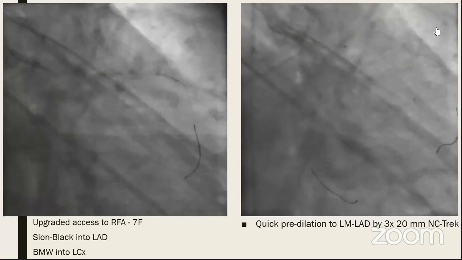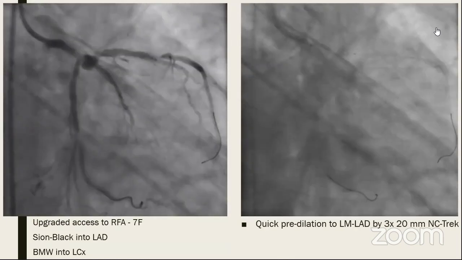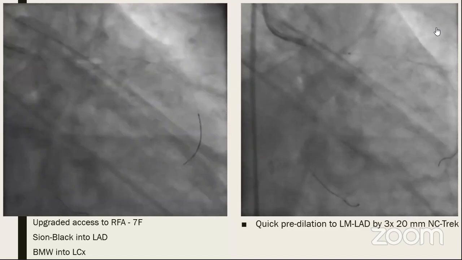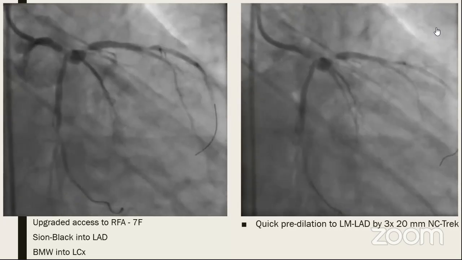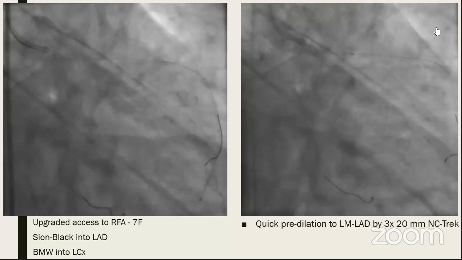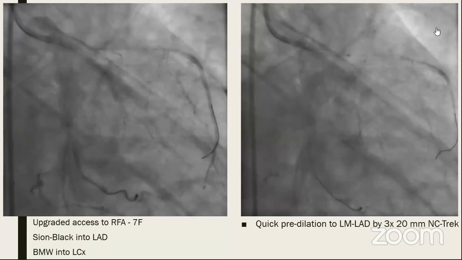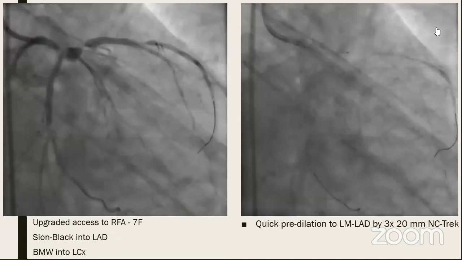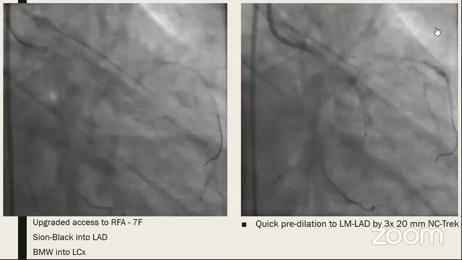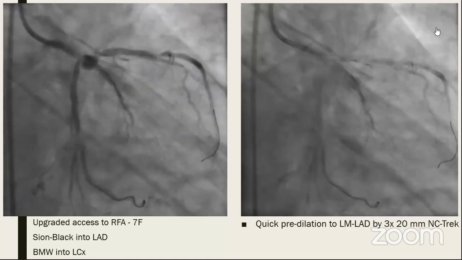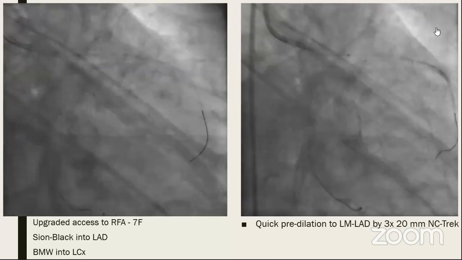We used the Sion Black wire to be advanced through the subtotal proximal LAD lesion, and it was placed distally, and a BMW wire was advanced into the circumflex. Actually, wiring the 2 ramus or whatsoever branches was not attempted, not to make the system very sticky and very crowded. We performed quick pre-dilatation to the left main LAD by a 3.0 by 20 millimeters NC Trek balloon. We considered having a non-compliant balloon at the start to overcome any calcifications.